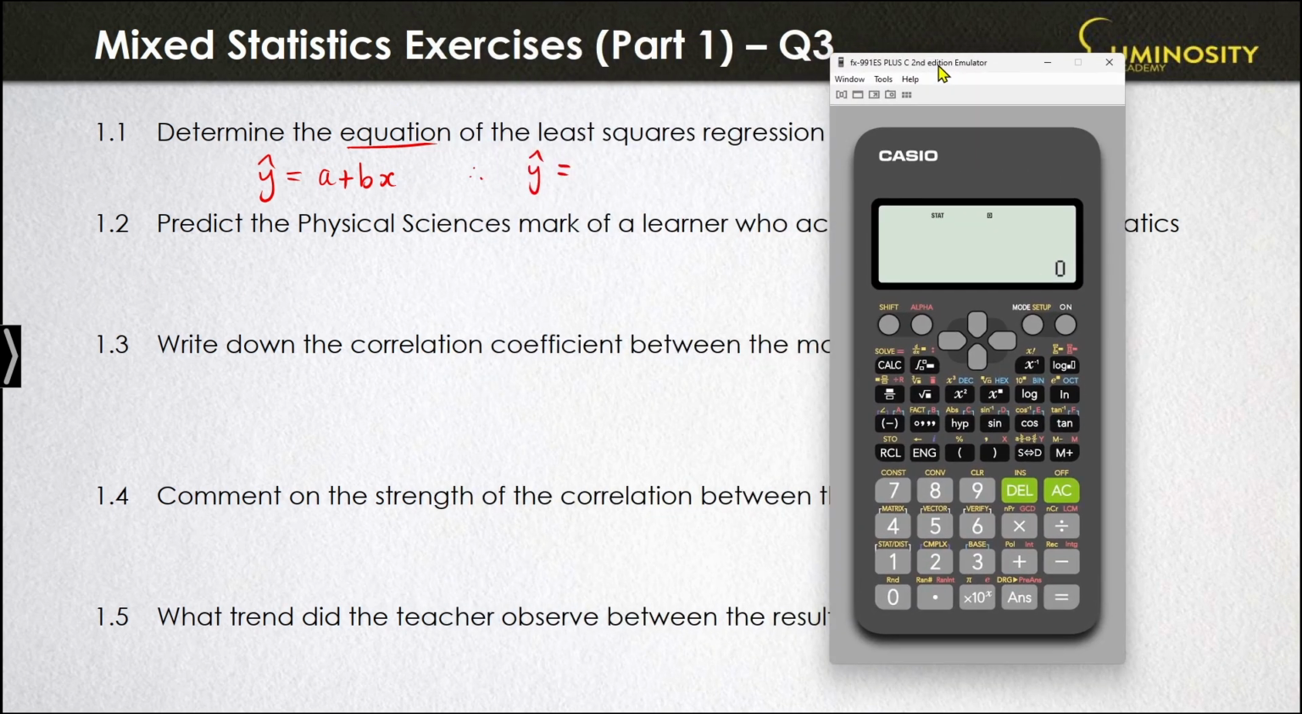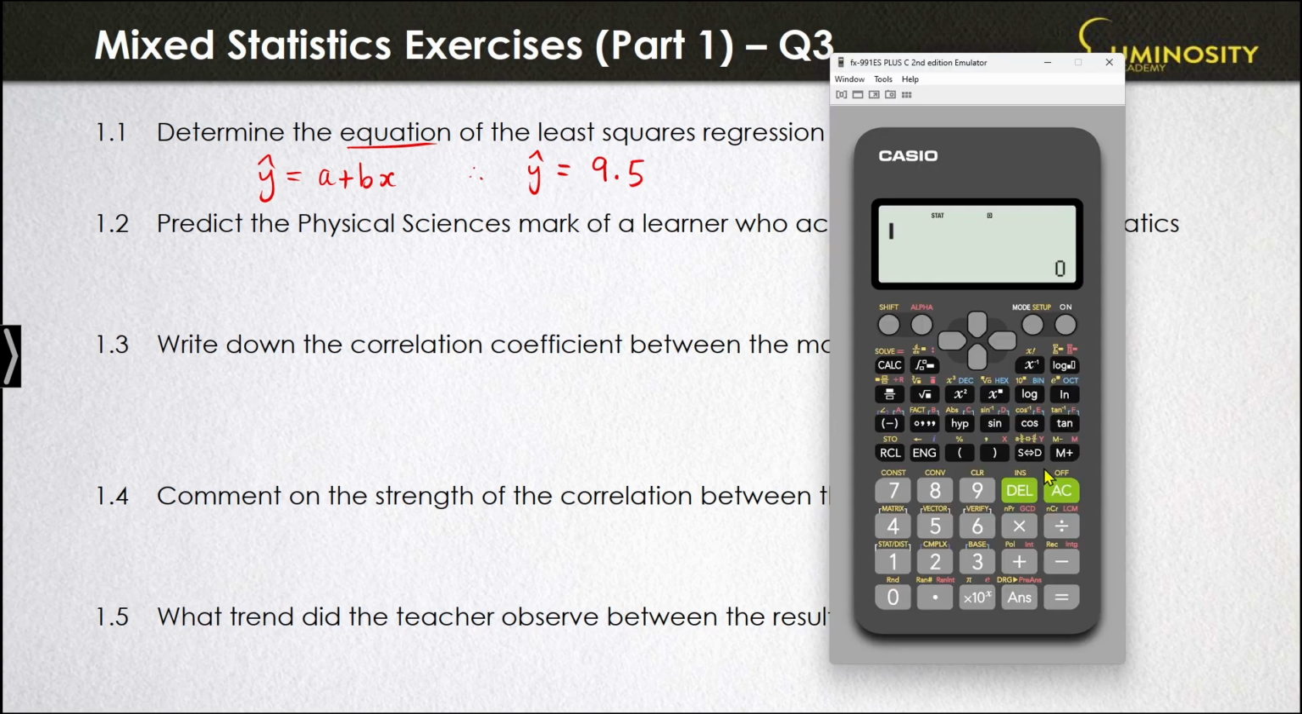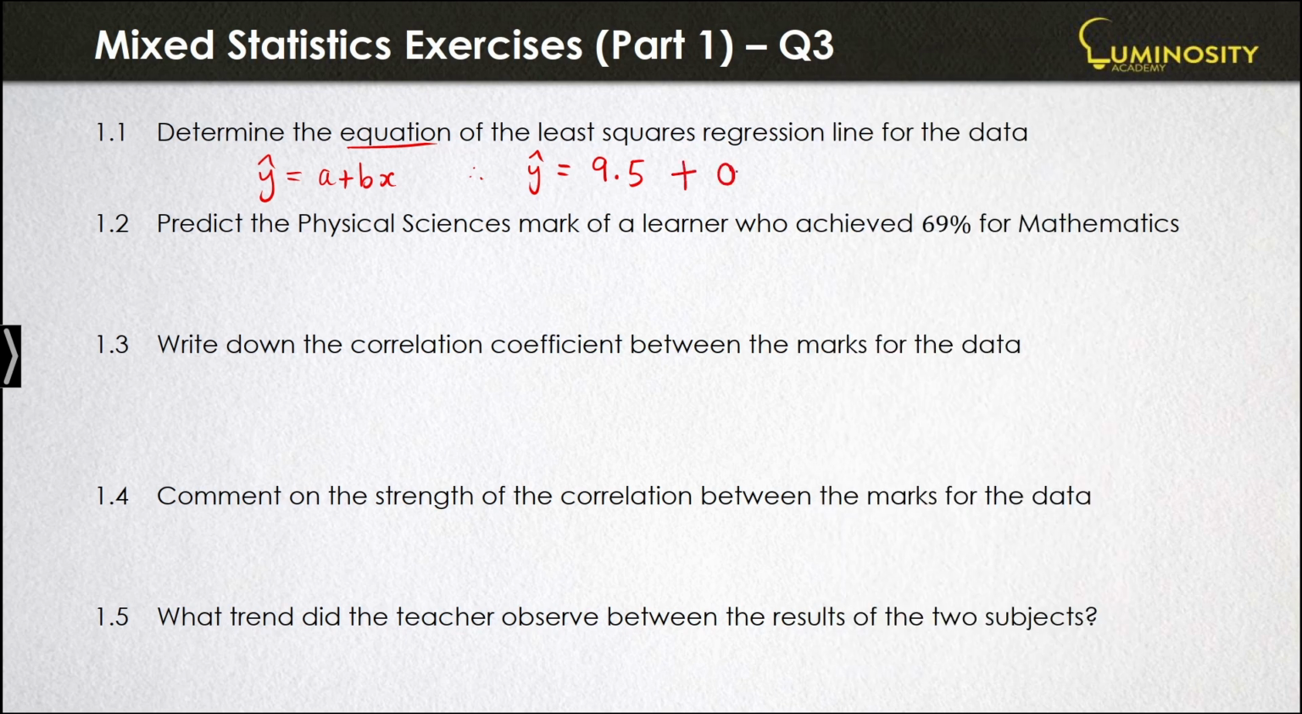So now I can work out the A parameter. So I'm going to go to regression A. That's going to be 9.5 to 2 decimal places. And then my B value is going to be shift stat regression B. And it's going to be 0.91. So plus 0.91 to 2 decimal places times X. Okay, so that is the least squares regression line for the data.